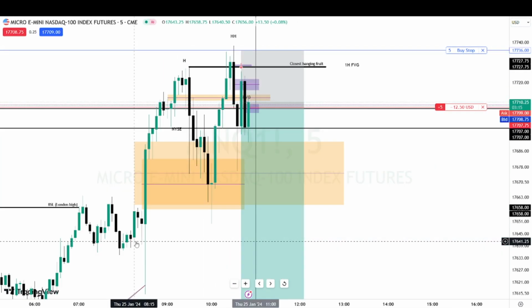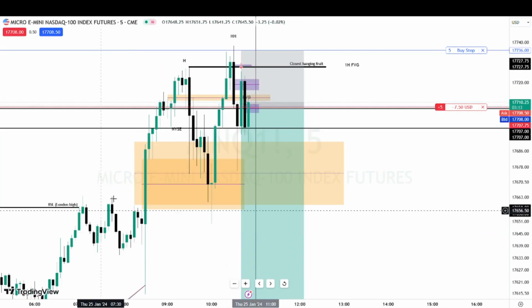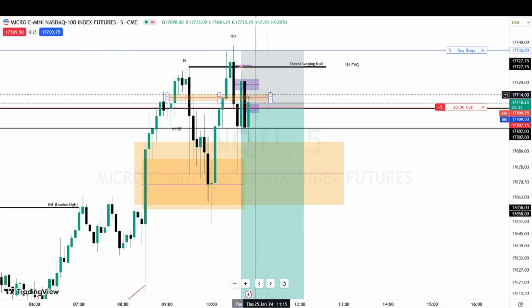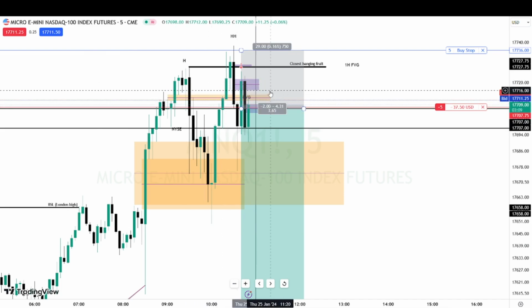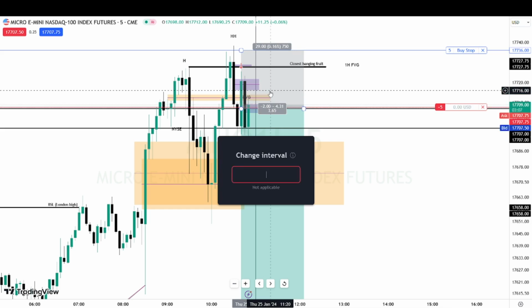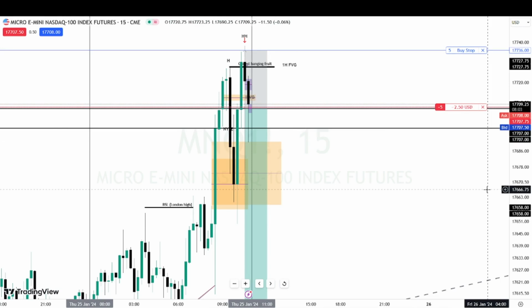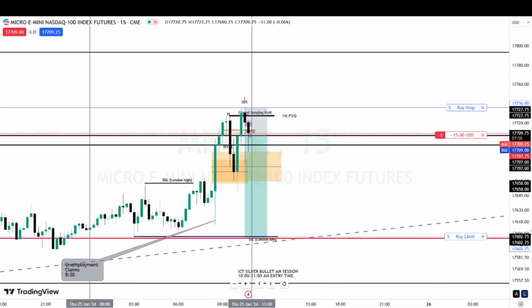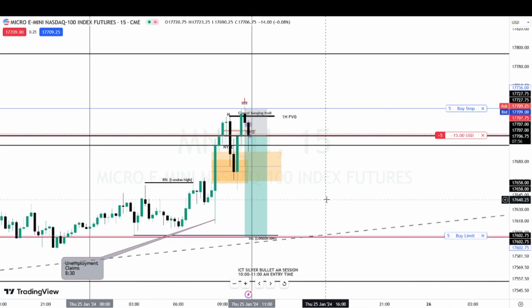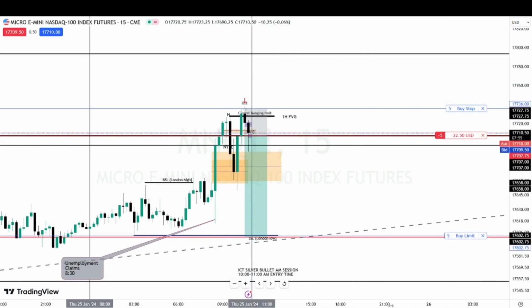Reason being, we have the 15 minutes fair value gap and the 5 minute fair value gap being disrespected here, but we still have a 15 minutes fair value gap that we are working on. You can see right here, the 15 minutes fair value gap. Where is the 15 minutes fair value gap? We have this 15 minutes fair value gap right here.